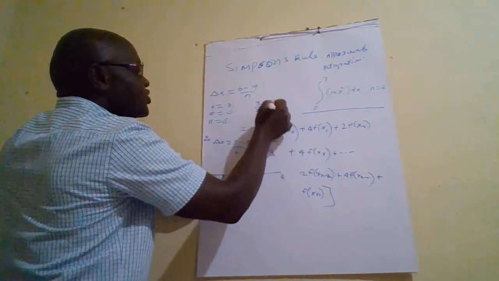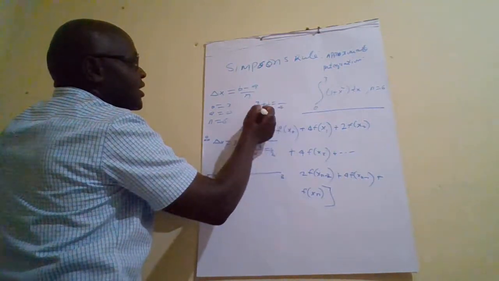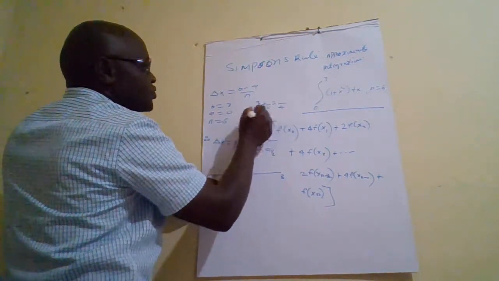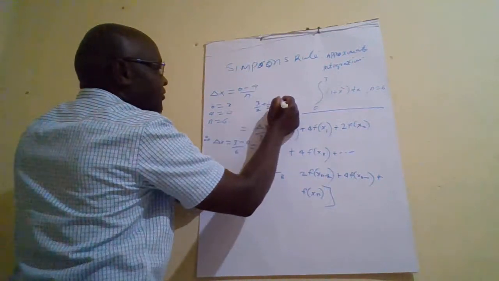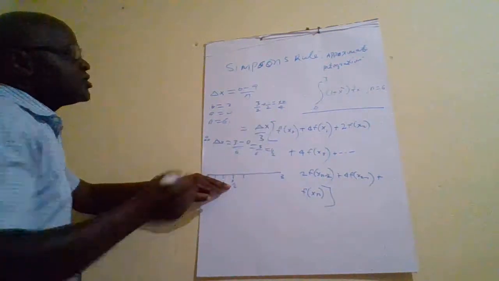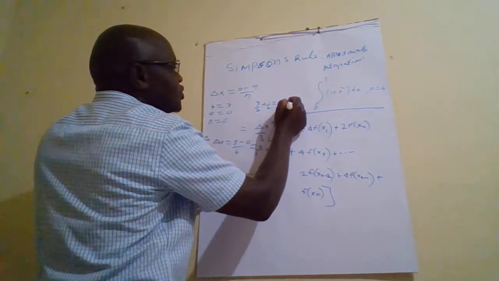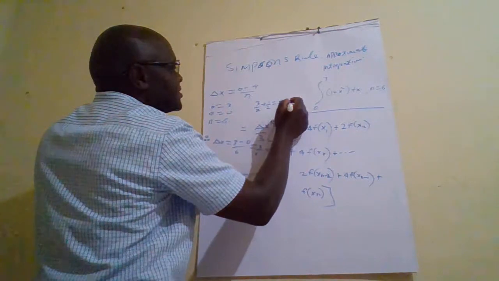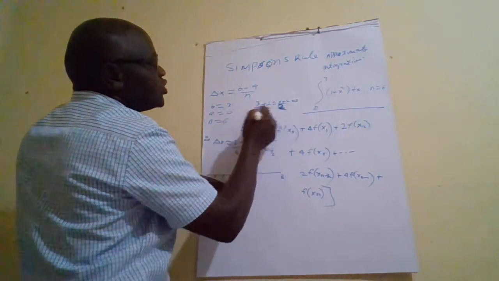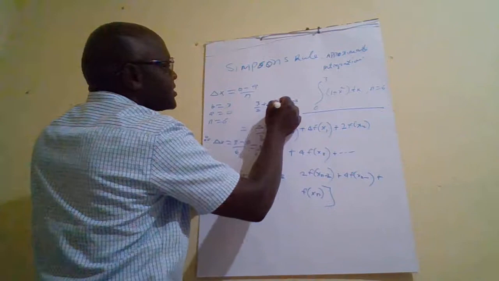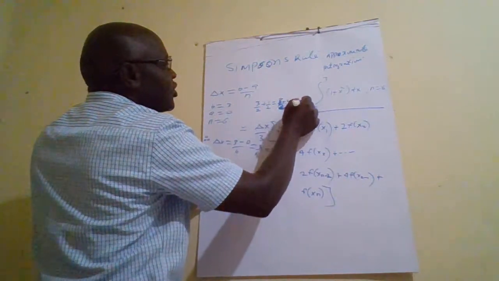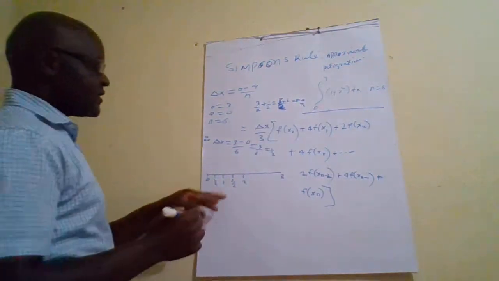So we have 3 over 2 plus a half. The LCM is 2. 2 times 3 is 6, plus 1, we have 4 over 2. So this is 2. Then 2 plus a half.